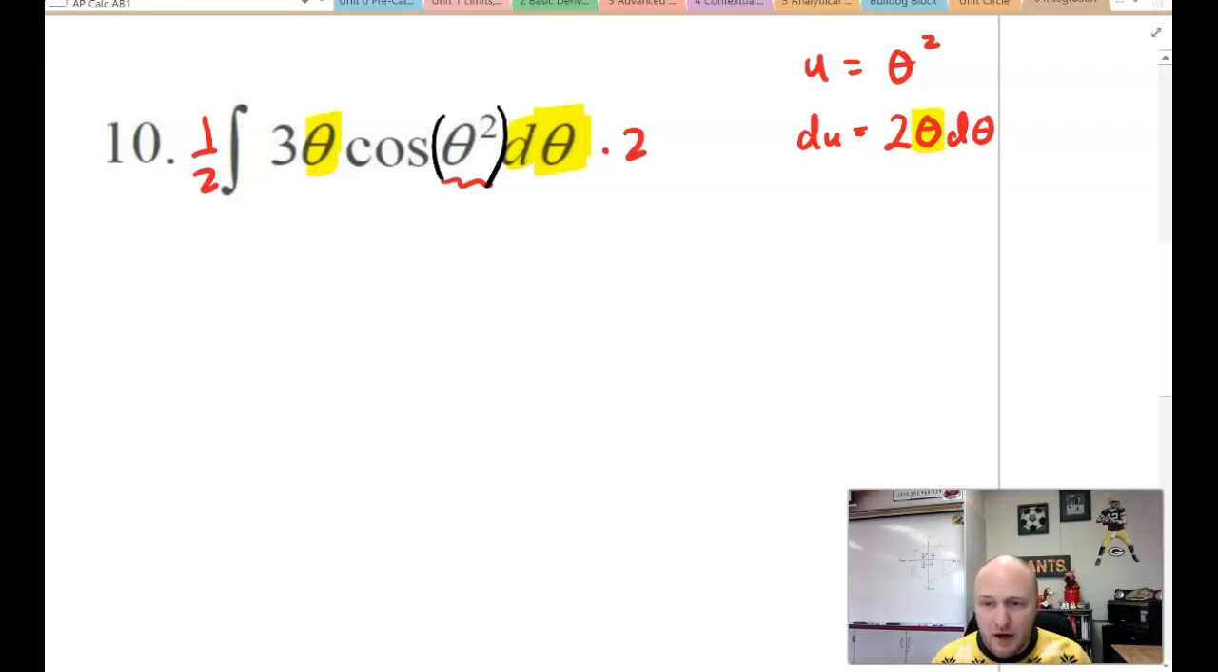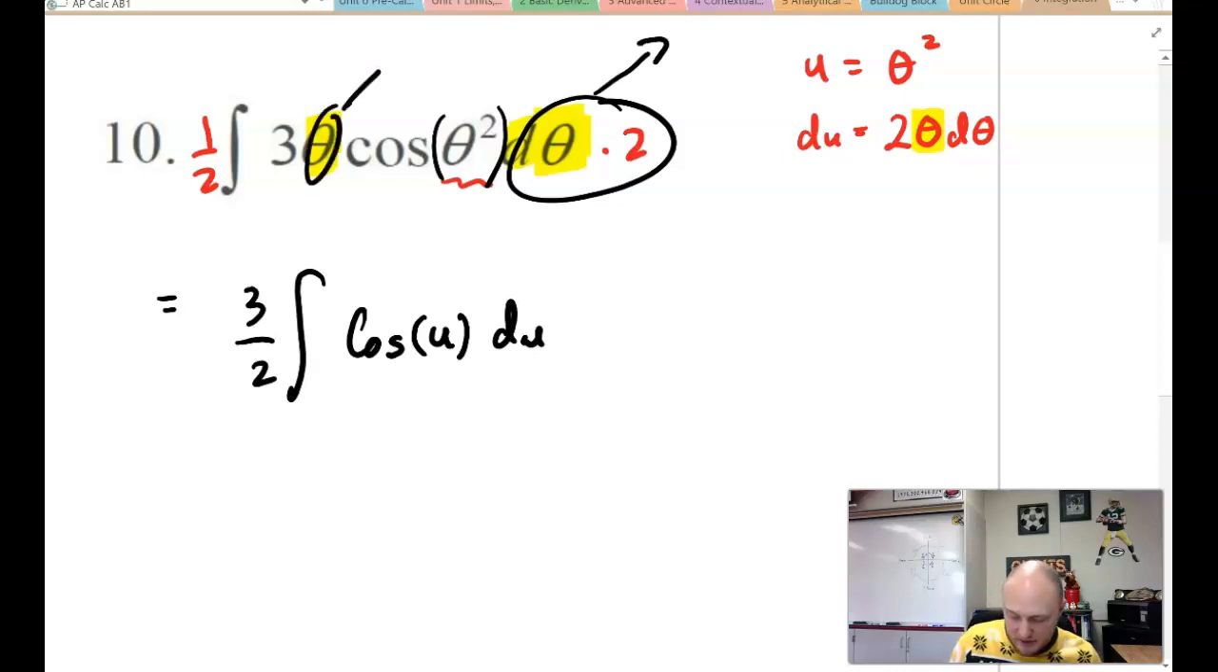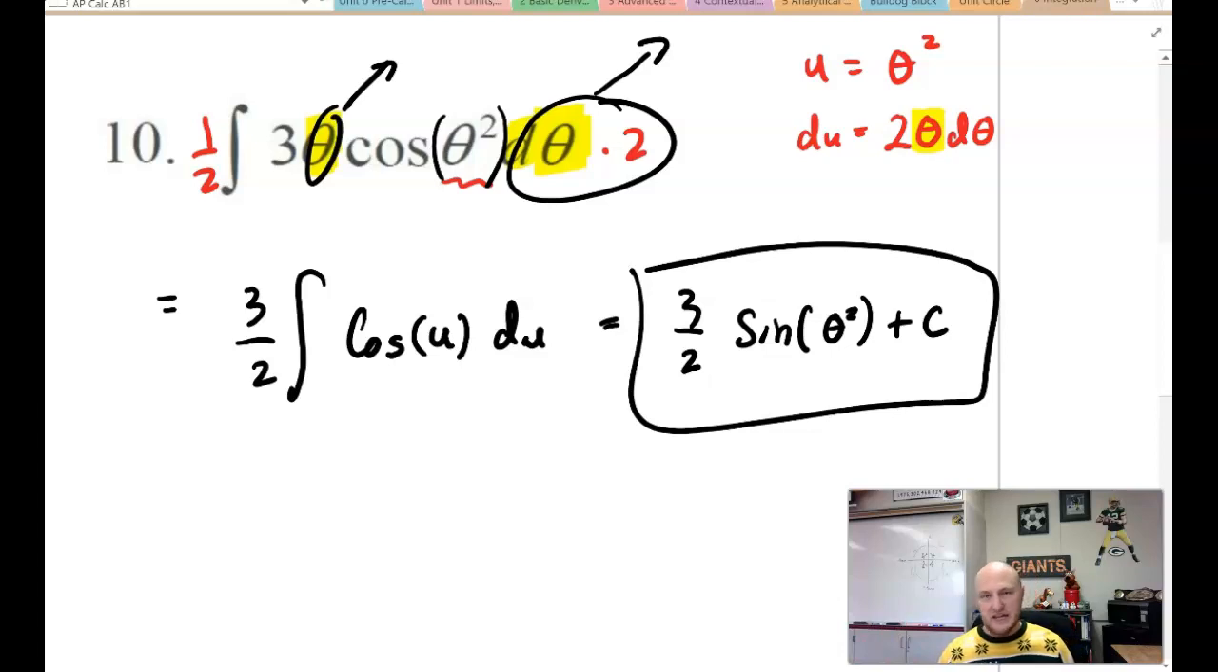What about the 3? Well, let me go ahead and just pull out the 3. 3 over 2, right? Integral of cosine of u times du, right? Here's your hook-on factor along with this. Okay? All right, well, now if I integrate, so 3/2, the integral of cosine is sine, and we are done. Not difficult, right? You just got to find the connections, find the patterns, and you guys are very good at that. All right.